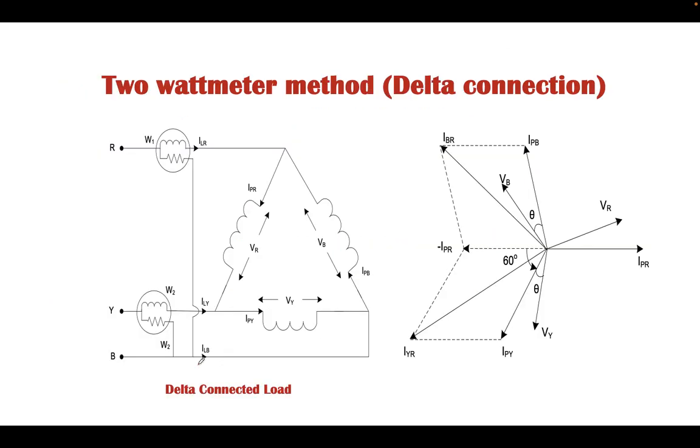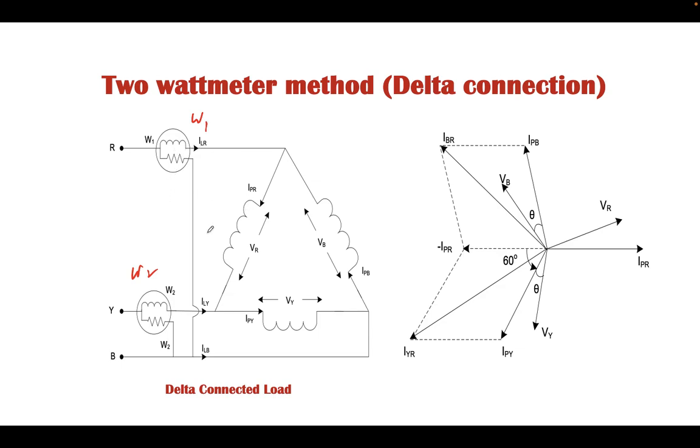Now, two wattmeter method in delta connection. The way we have discussed it, the power measured by the two wattmeters W1 and W2 is the same. In this case, we can find out the relationship between currents. Earlier, we obtained the relationship for voltage.